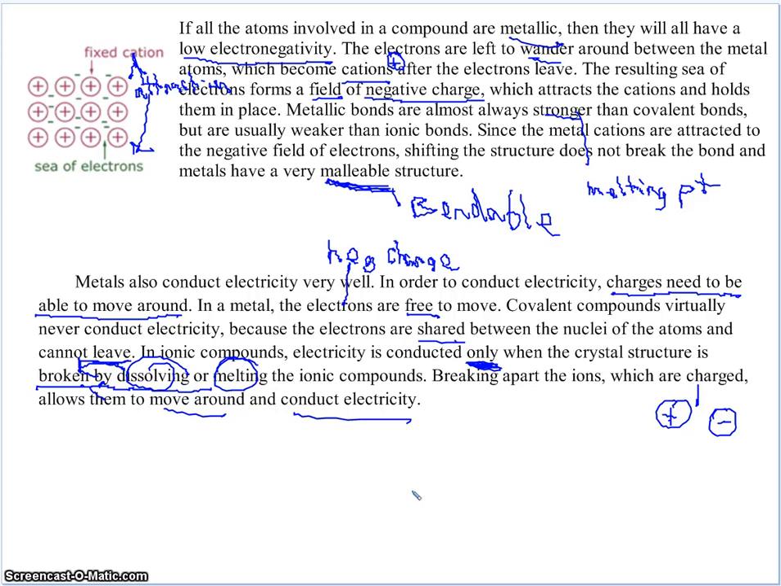Interesting. So we have three types of bonds: ionic, covalent, and metallic. If only we could learn more about these. Oh, just wait. Oh, we will.